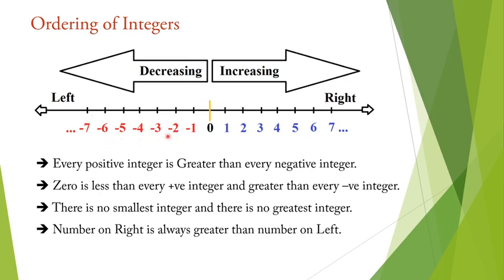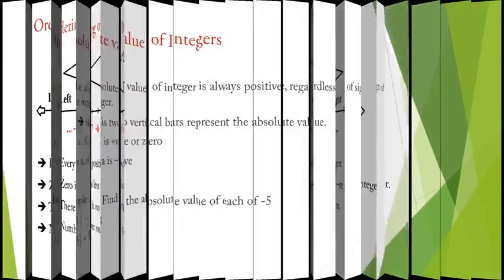When we are moving toward the negative integers, the numbers are decreasing. That's why -1 is greater than -7. -4 is greater than -6, like this. Whichever number is on the right side is greater.